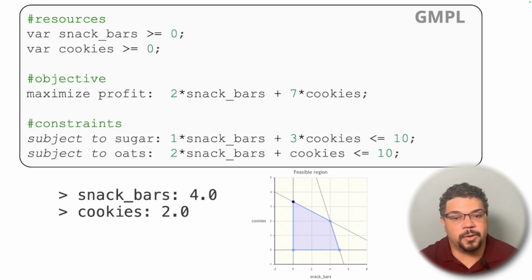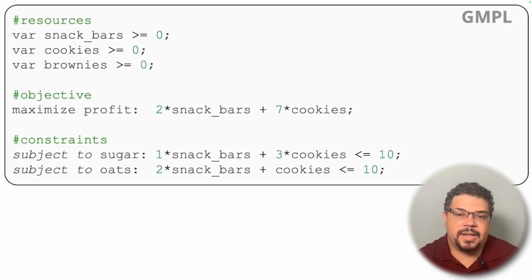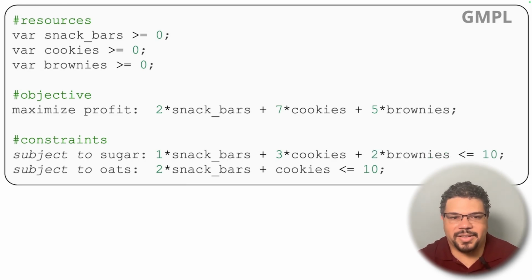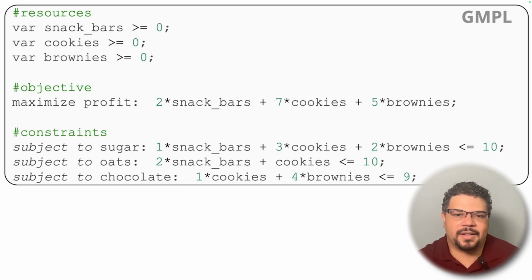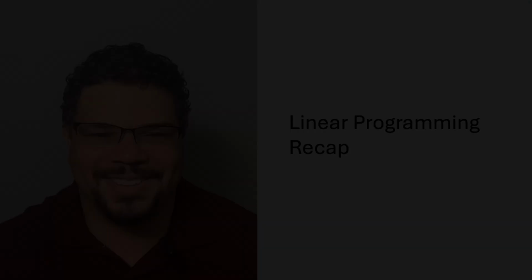We can also use the code to easily scale up the problem. Maybe I also want to make brownies. We can add the expected profit for each brownie batch, account for the sugar brownies need, and even add another constraint on the brownies and cookies based on how much chocolate we have. With the code, it's also easy to do things like tweak costs. Maybe we want to halve the amount of sugar we use in our snack bars. Rerunning the program quickly tells us that we'll make the most money with about 4 1/3 batches of snack bars, 1 1/3 batches of cookies, and just under 2 batches of brownies.